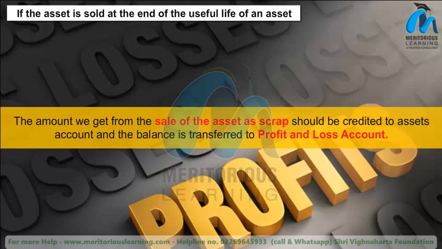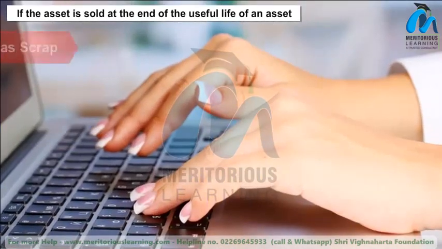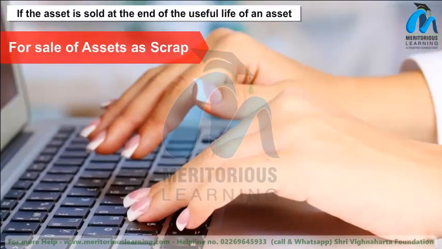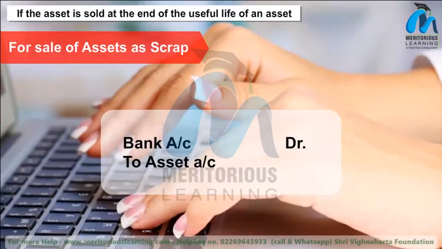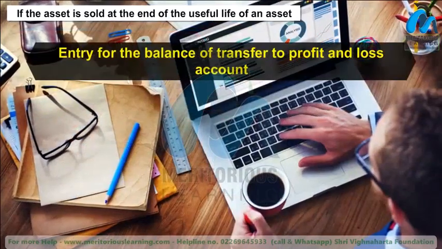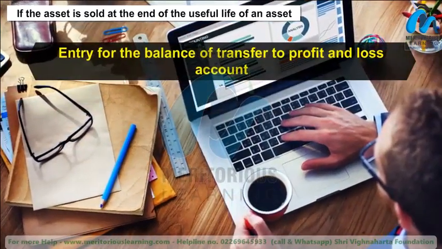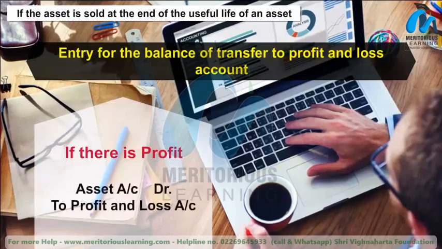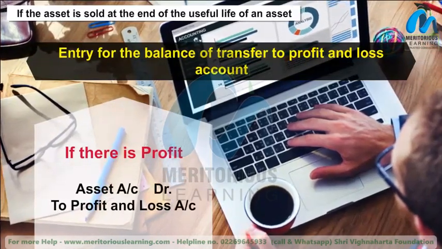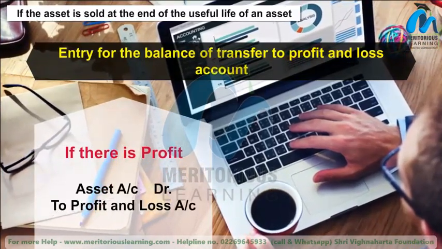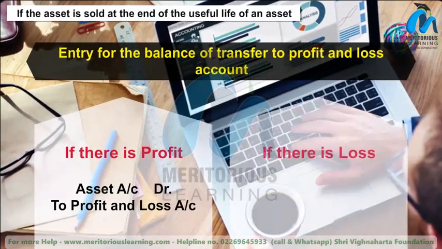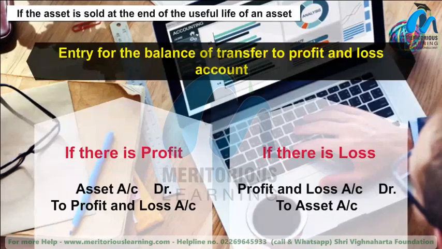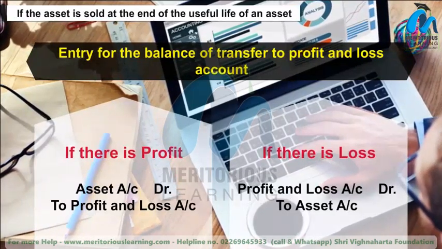The journal entry for the same would be: for sale of assets as scrap, bank account debit to asset account. Entry for the balance transfer to profit and loss account. If there is profit, asset account debit to profit and loss account. If there is loss, profit and loss account debit to asset account.